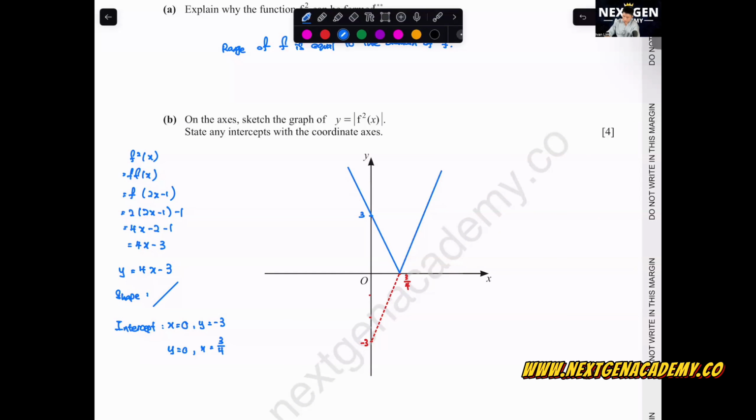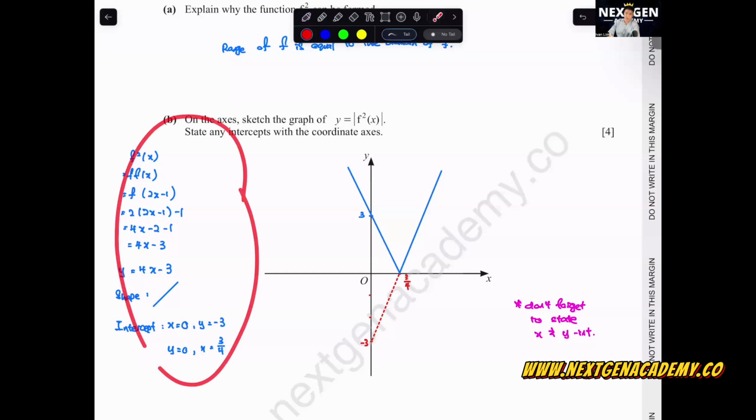Reflected up. So here will become positive 3. In exam, I'm just showing you the steps here, but in exam, no need to write this. The most important is that you got your V shape, and then you label this 3 and 3 over 4. Don't forget to label. Don't forget to state the x and y intercepts. I always see students miss out this one. Do all the calculation correct already, got the drawing right, then forget.